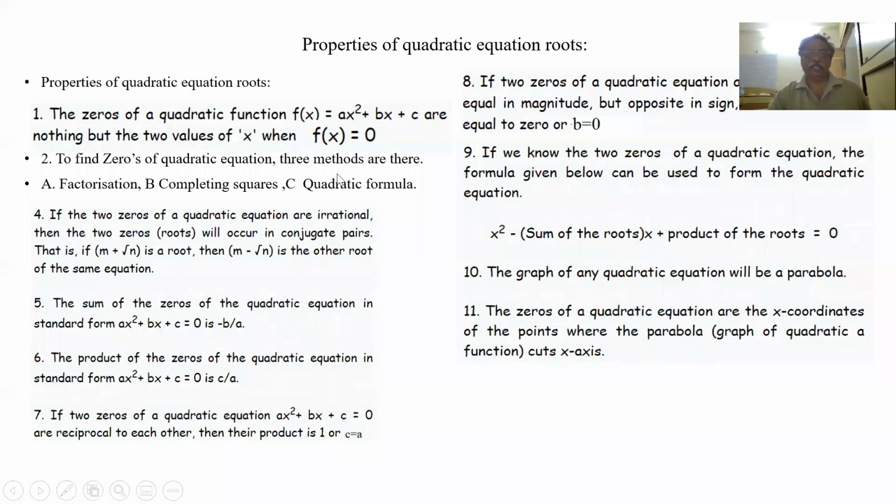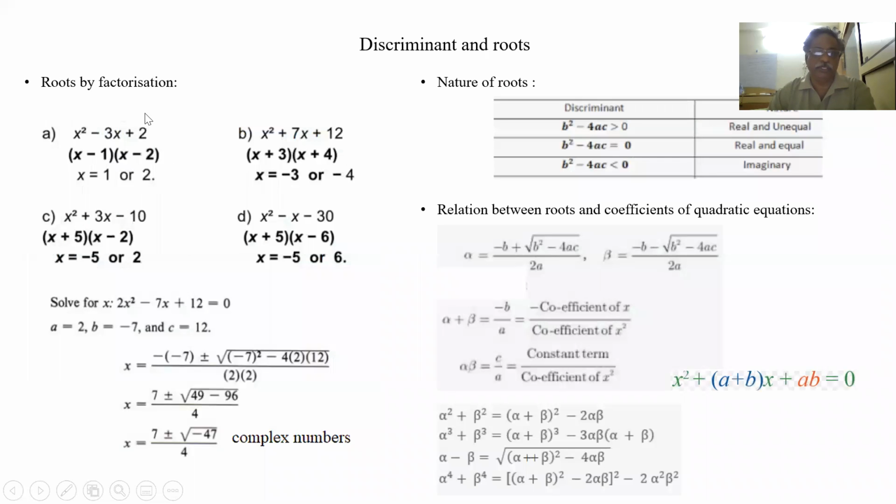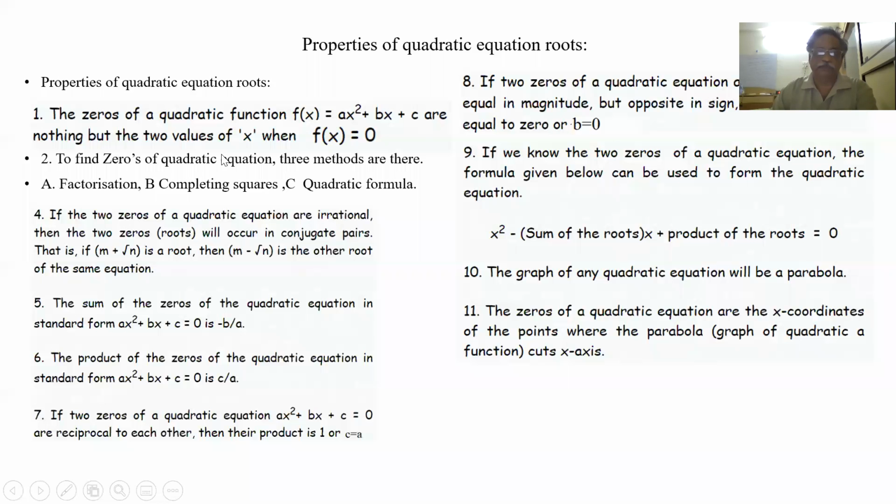Let us have a quick recap of the properties of roots. The zeros of a quadratic function are nothing but the points where they touch the x-axis. When y, the f of x value on the y-axis, is 0 at two values of x, then those are the zeros of the function. To find the zeros of a quadratic function, there are three methods. One is factorization, which you have seen here. This is the factorization method.